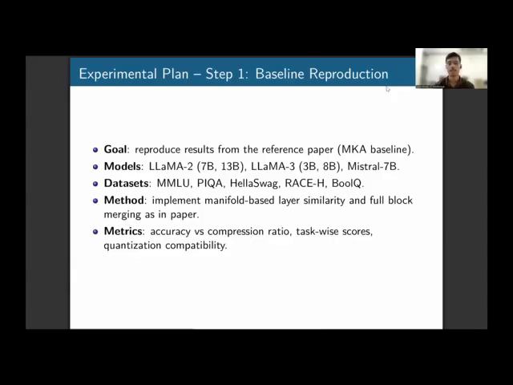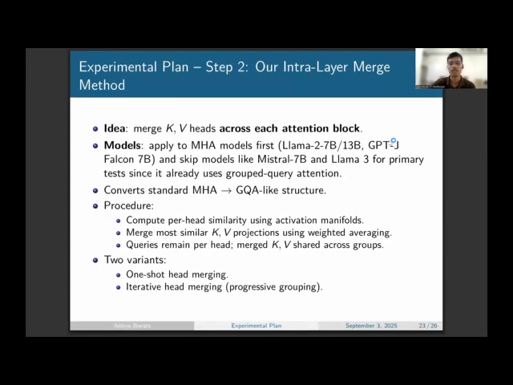So our experimental plan begins with baseline reproduction. The goal here is to replicate the results from the original MKA paper to create a solid benchmark. We will use the same five datasets and same models by implementing their manifold-based block merging method. Then we will start with our novel contribution, which we call intra-layer merging, as explained by Laksh earlier. We will apply this to those models which do not use GQA already. So the procedure involves using activation manifolds to find and merge the most similar K and V projections. The query matrices won't be changed.